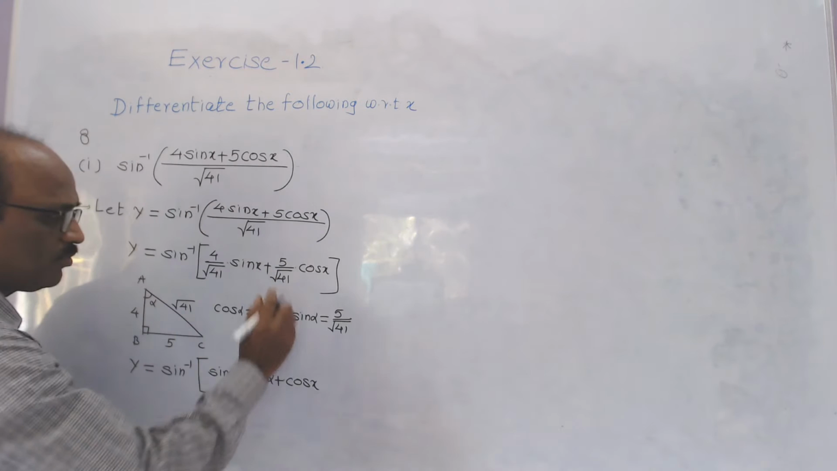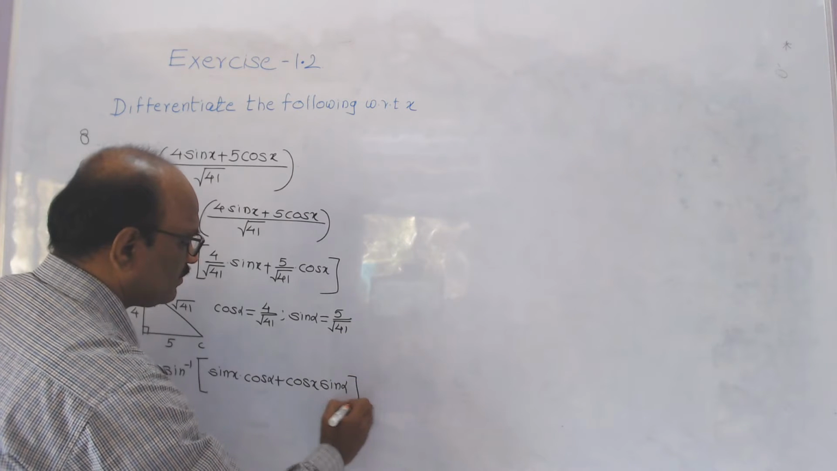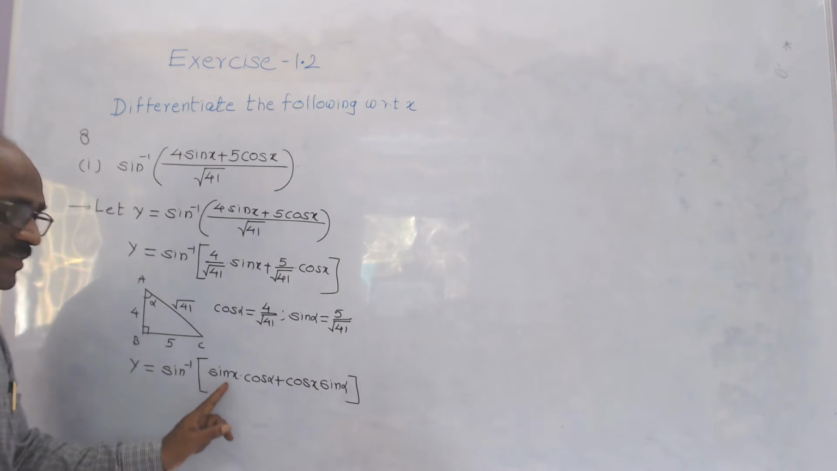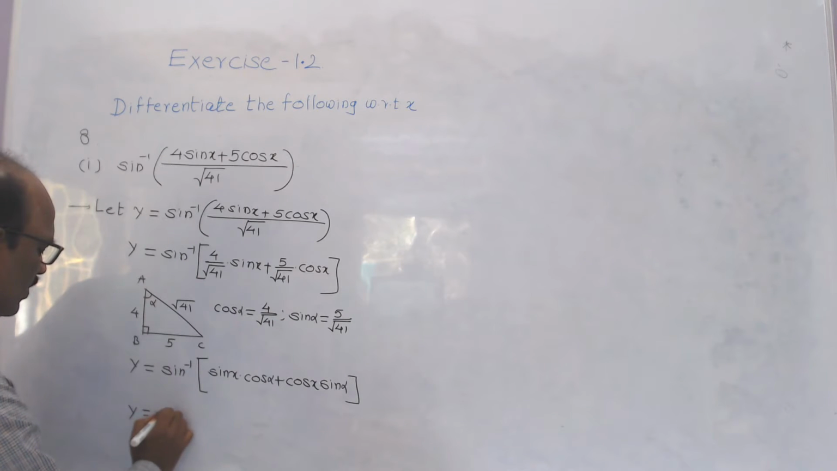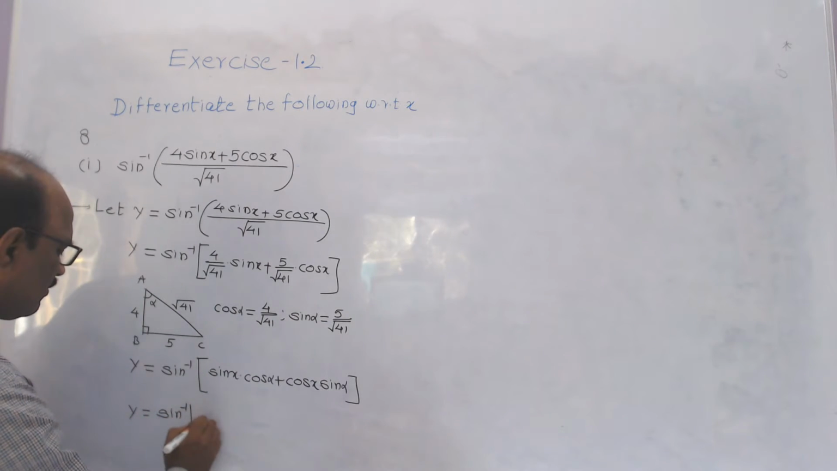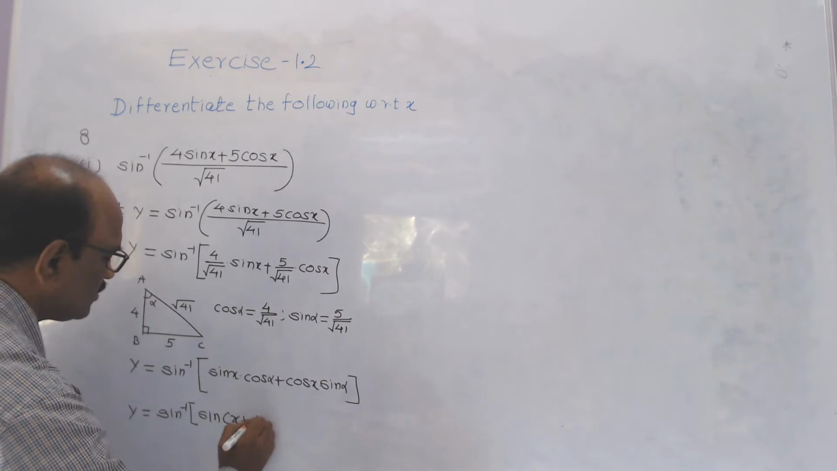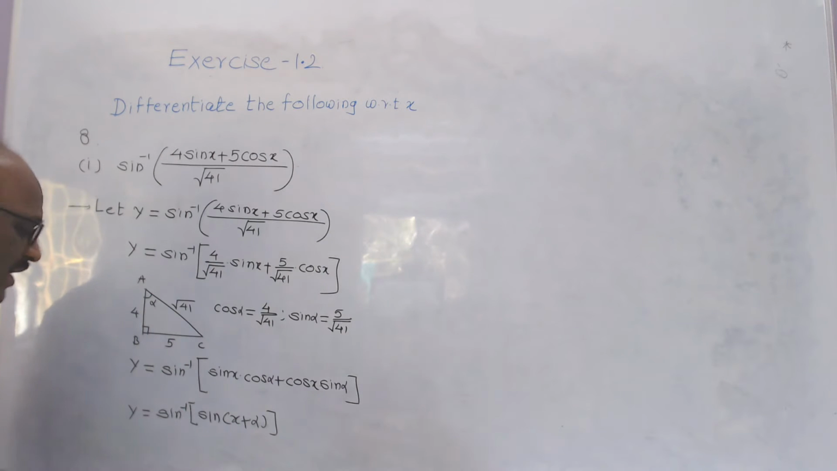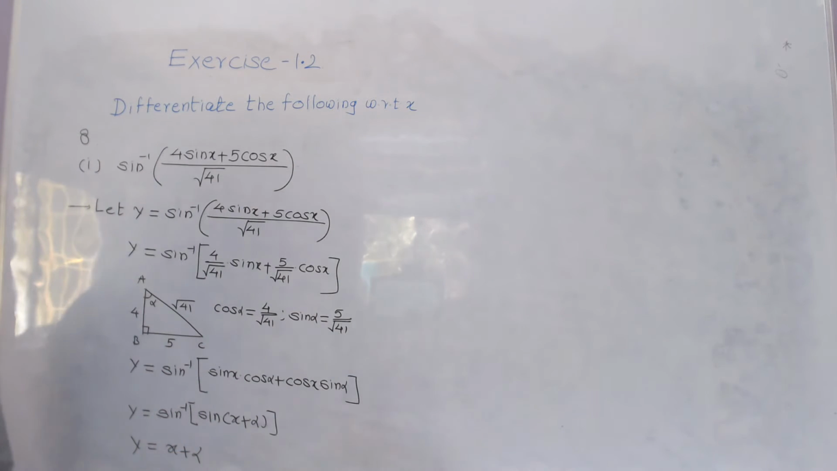And what about the 5 upon root of 41? And this is the sin alpha. Now this is the expansion of sin of a plus b, means sin of x plus alpha. Therefore, I will write here y is equals to sin inverse of sin of x plus alpha. Now sin inverse of sin of x plus alpha, that is equals to x plus alpha. Y is equals to x plus alpha.